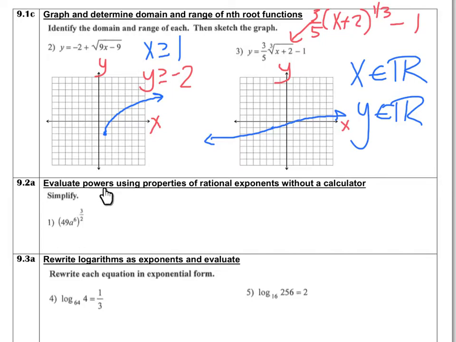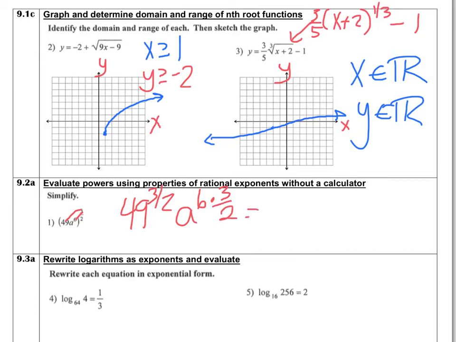9.2a wants us to evaluate powers using properties of rational exponents without using a calculator. So the first thing you want to remember is when you have an exponent on the outside and various things on the inside, this exponent gets distributed to everything. So it actually has to touch the a and the 49. So this is going to look like 49 to the 3/2 power, and then it's going to be a in 6 times the 3/2 power.